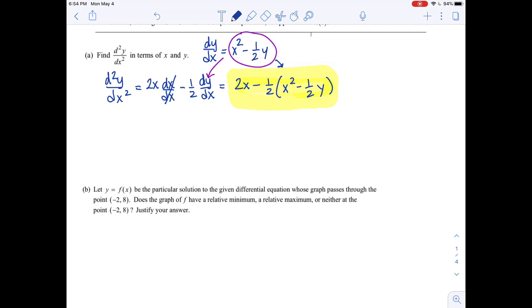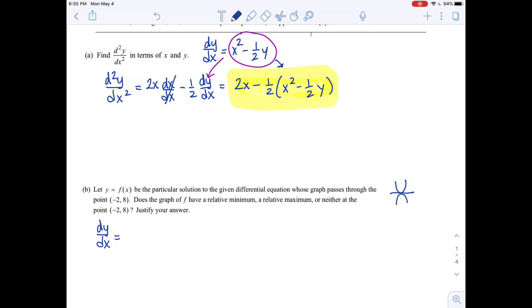It's asking you to use your understanding of the derivative and second derivative to determine if there's a relative min, a relative max, or neither at the point (-2, 8), which they're saying is on the original function y equals f of x. In order for there to be a relative min or max, the slope has to equal 0. If the slope does not equal 0, there's definitely no turning point. Beyond dy/dx being 0, you'll have to look at the second derivative and see if it's concave up or concave down.